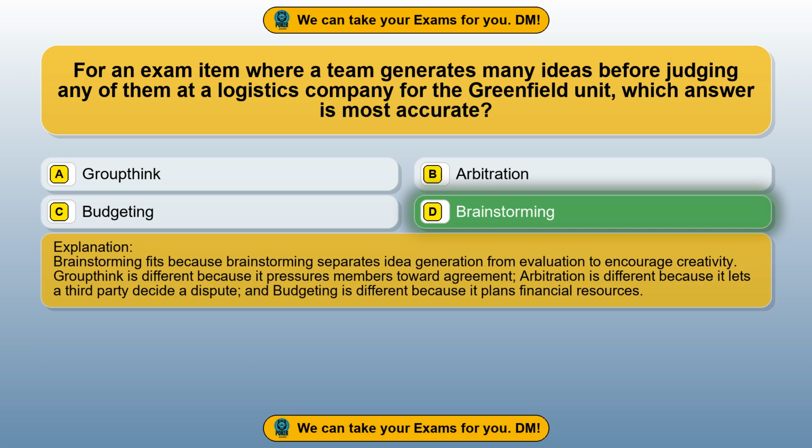Brainstorming fits because brainstorming separates idea generation from evaluation to encourage creativity. Groupthink is different because it pressures members toward agreement. Arbitration is different because it lets a third party decide a dispute, and budgeting is different because it plans financial resources.